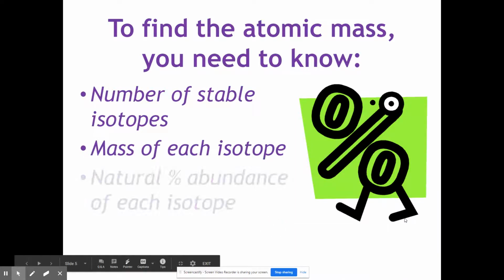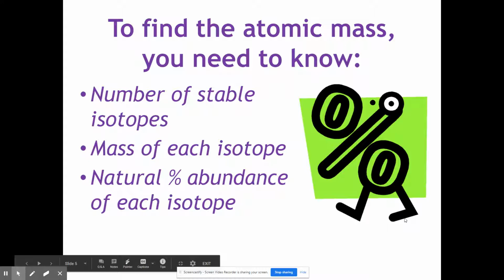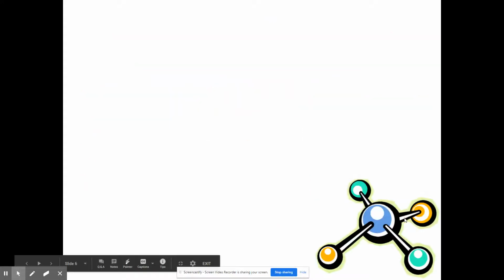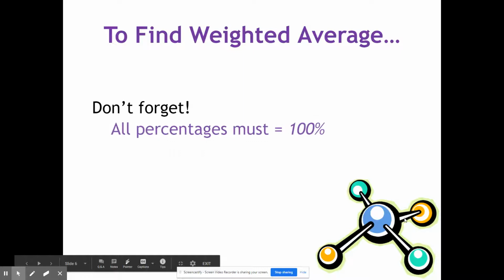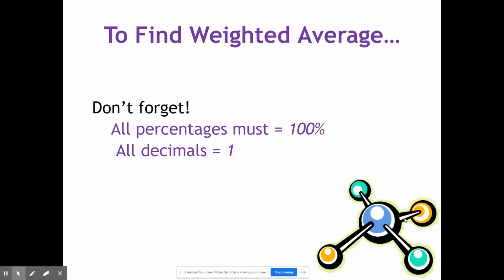To find the atomic mass, you need to know three things: the number of stable isotopes, the mass of each isotope, and the natural percent abundance of each isotope. Do not forget, all percentages must equal 100%, and all decimals equal 1. So when we add them all together, we need it to equal 100% or 1, depending on if you're using the percent or the decimal.